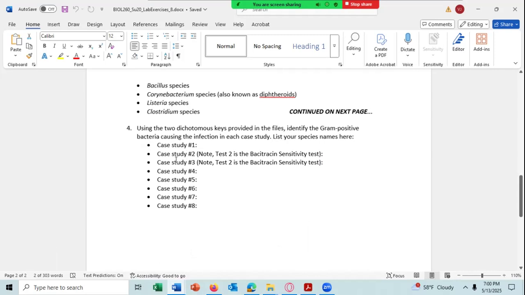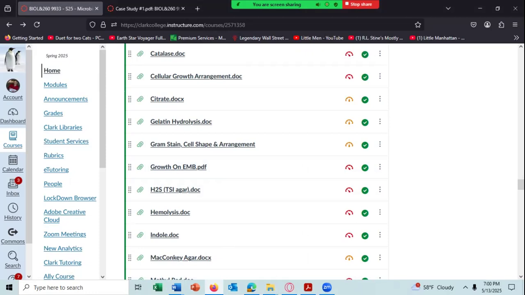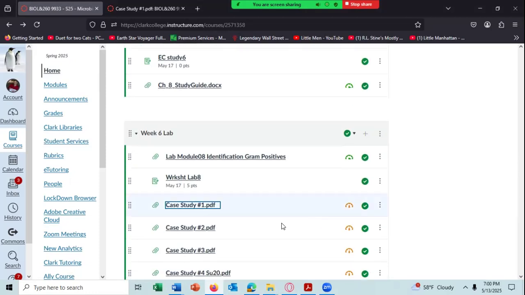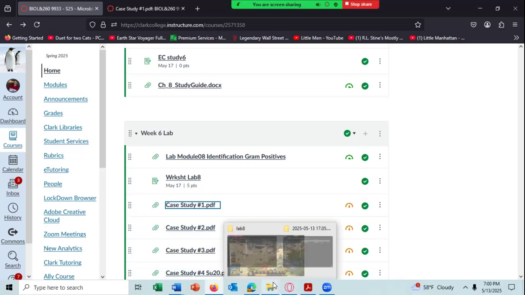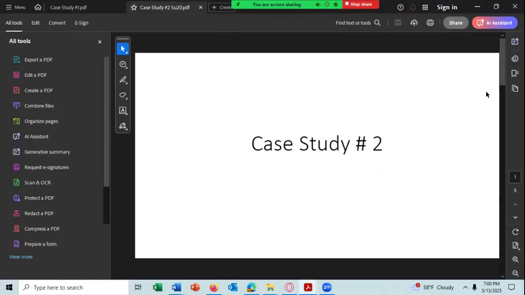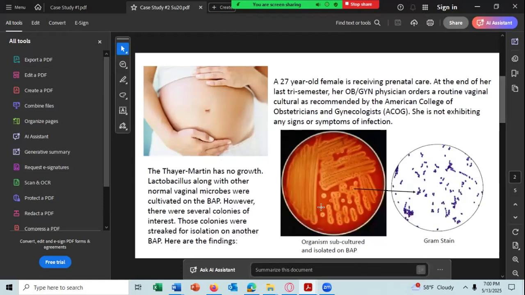In case study 2, note the test 2, it just says test 2. It's the basic trace and sensitivity test. And the same for case study 3. So let me look at case study 2 just briefly. I can read the information. There's the bacteria, there's the gram stain. To see that, you need to blow up the slide to see what shape they are.